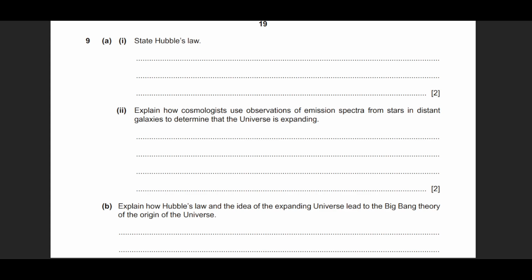So again, v proportional to d. You can say that the speed of recession or the speed of moving away of any galaxy is proportional to the distance from the observer.